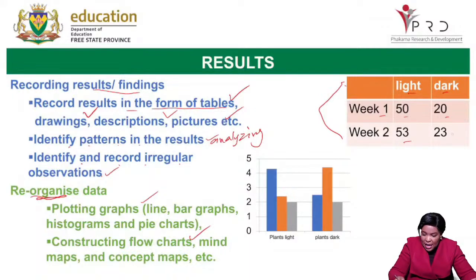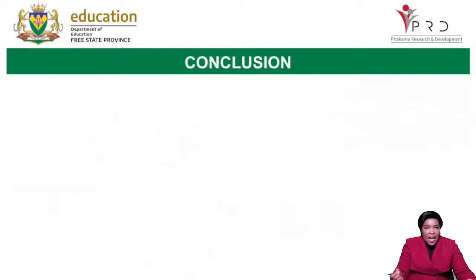So if you put it like this in a table, it might not even be reader friendly. But once you put it in a graph, you can see that a graph is more readable. You can check that plant light, then you can read what is happening based on the data that you have been given on this graph. So the last thing that you do in your investigation is to draw a conclusion.